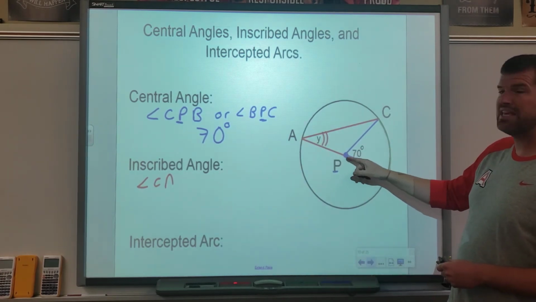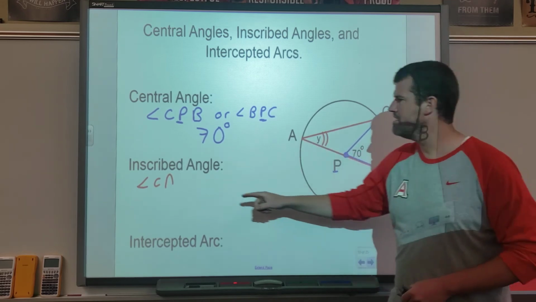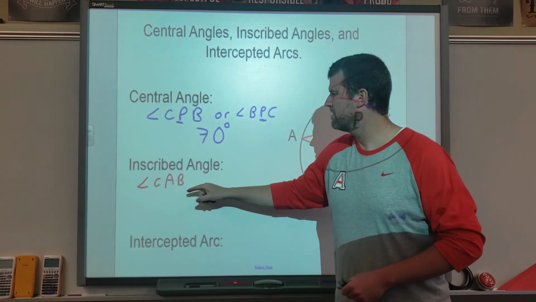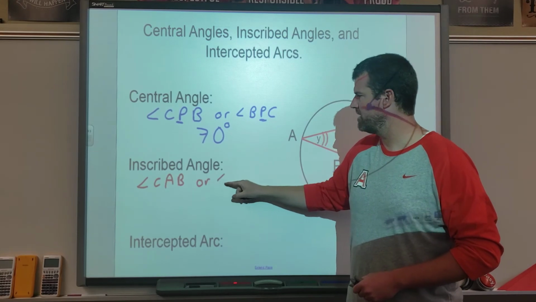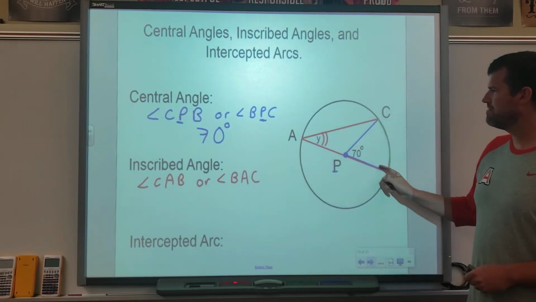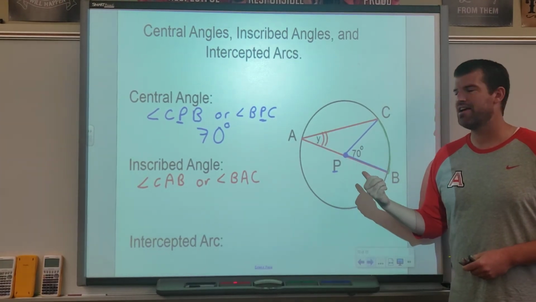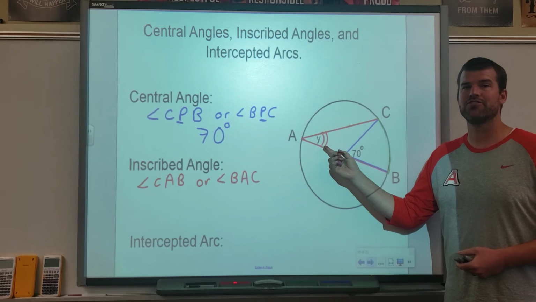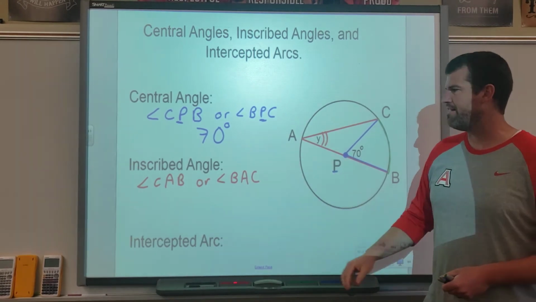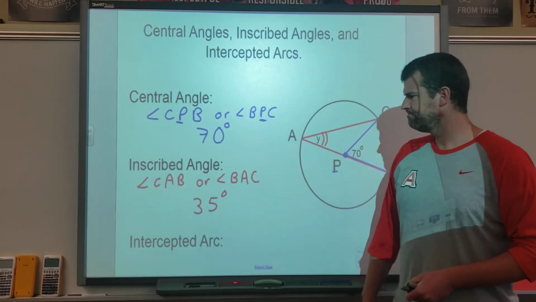All right, we can ignore the P because that's not the vertex, but C to A to B. So angle CAB, or we could call it angle BAC. All right, we can go backwards. If the central angle is 70 degrees, how many degrees is the inscribed angle? It's half, so it will be 35 degrees.